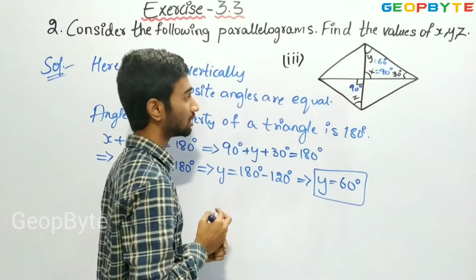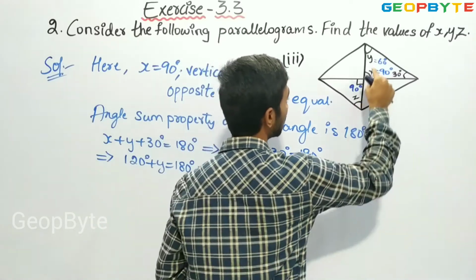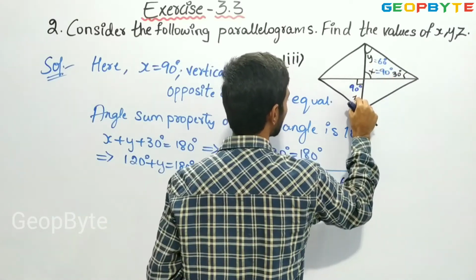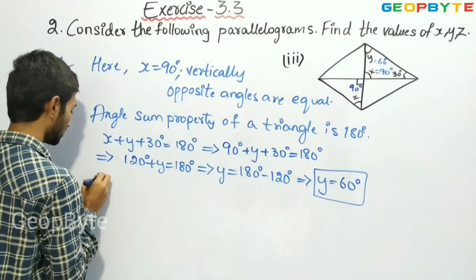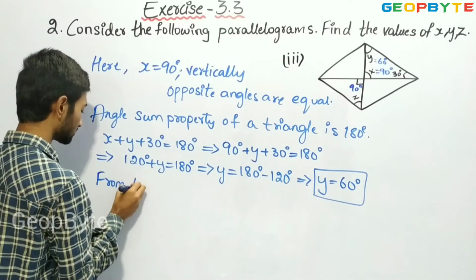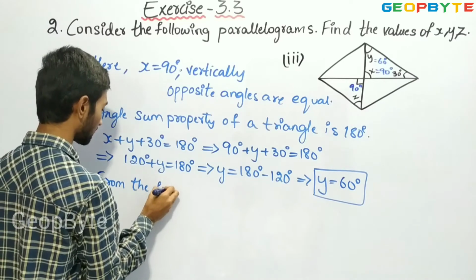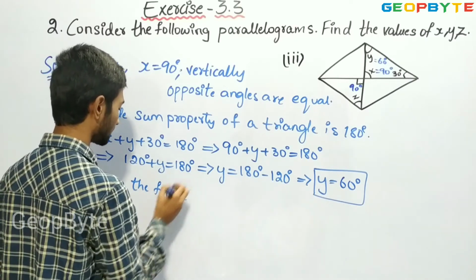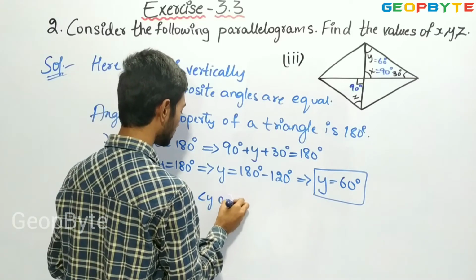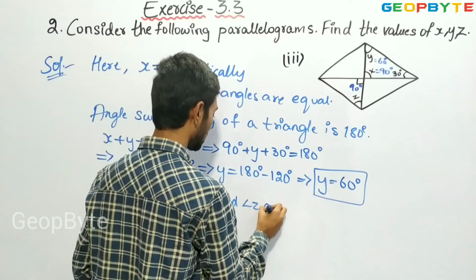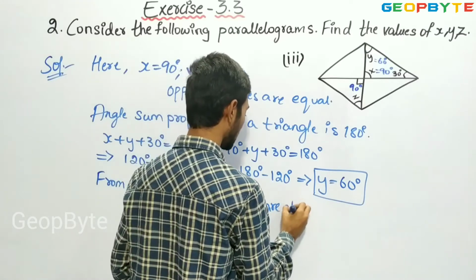And in this parallelogram, if you carefully observe, angle y and angle z are alternate angles. From the figure, angle y and angle z are alternate angles.